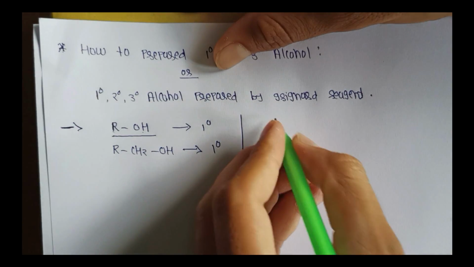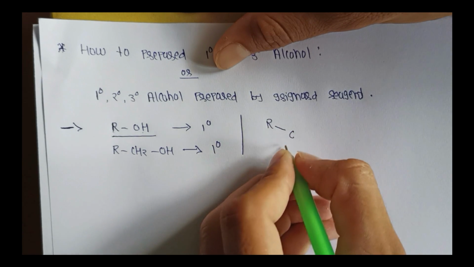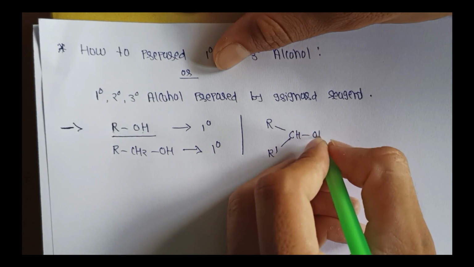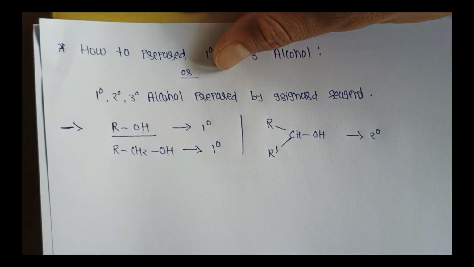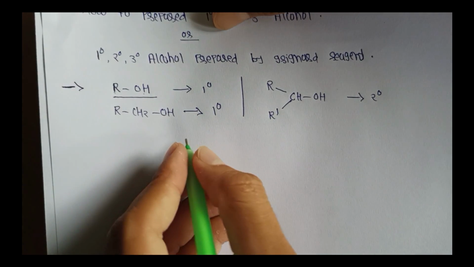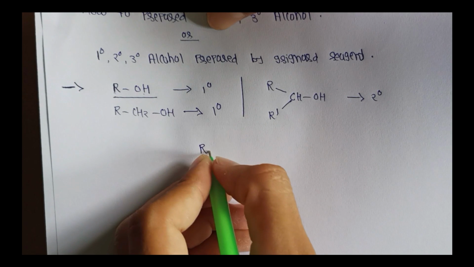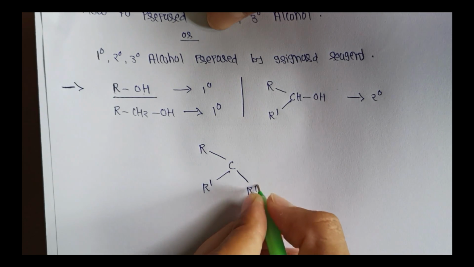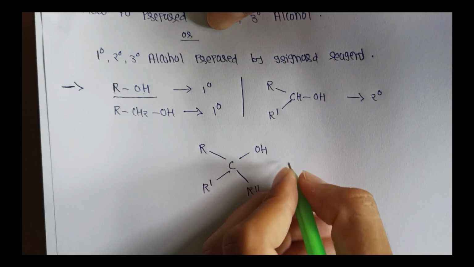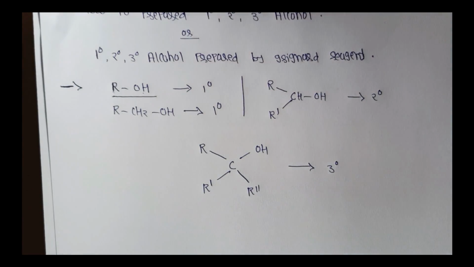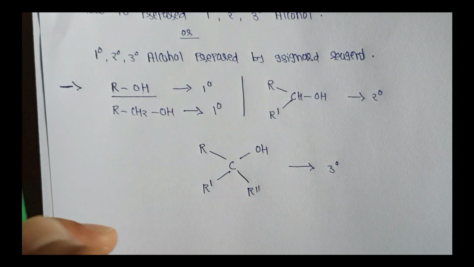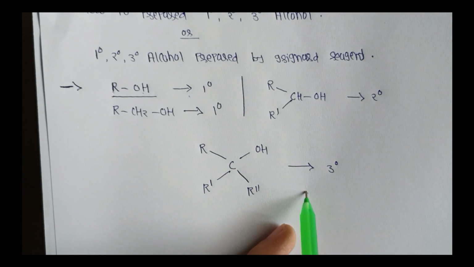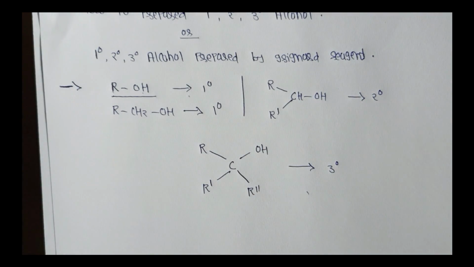What is secondary alcohol? Here R, here carbon, here another alkyl group R', and here the OH group attached is called secondary alcohol. Tertiary means R, here carbon, here another alkyl group, here another alkyl group, and here the OH group. This is the tertiary alcohol. In this process, primary, secondary and tertiary alcohols are prepared in the presence of Grignard reagent.